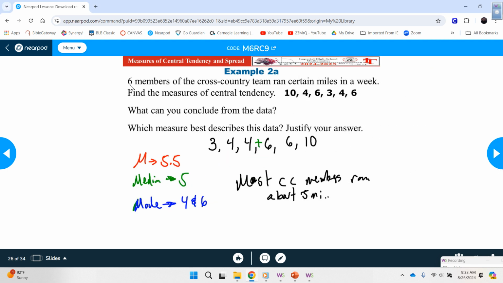So from there we went to this one. Example 2, 6 members of cross country. Again, the process is the same. You organize it from least to greatest. Find the mean, median, and mode. By looking at these, we came up with a conclusion. What was the conclusion? Most cross-country members ran about 5 miles. You need to write a statement given that. You good? All right.